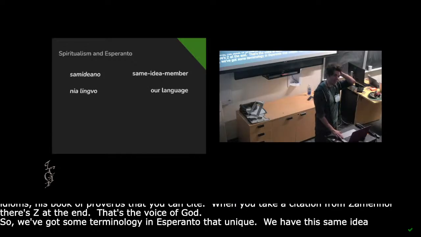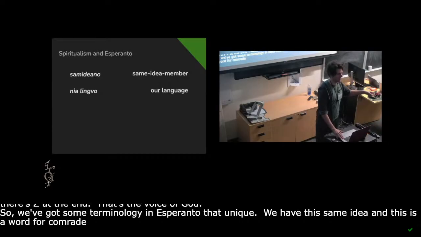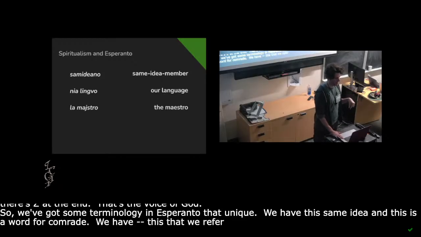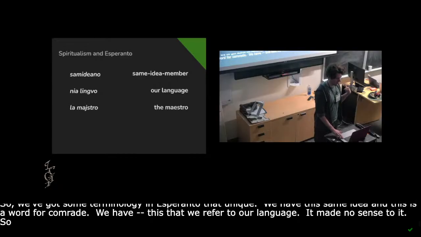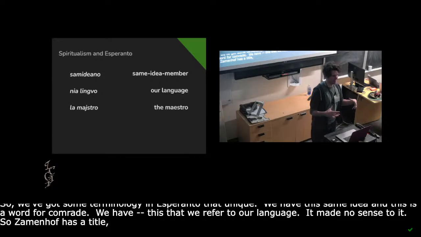We've got nia lingvo, which is just the fact that we refer to the language as our language, which has this kind of communal sense to it. So Zamenhof's got a title, La Maestro, or the Maestro. Yeah, it's hard. I had a picture of Zamenhof on the other slide.